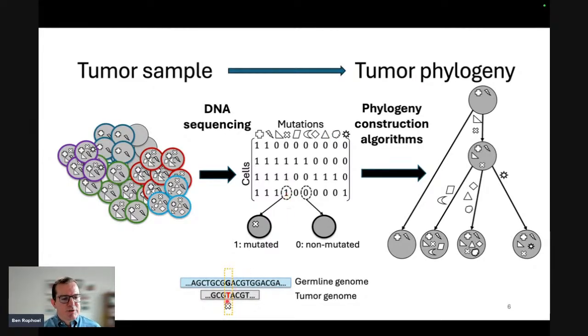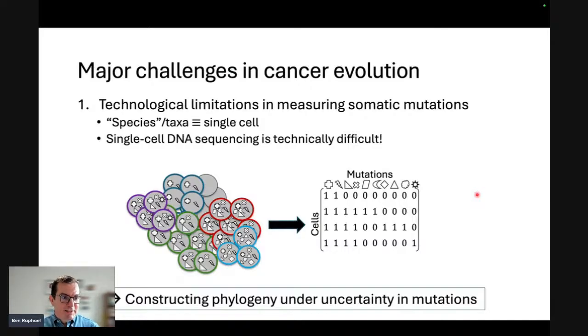In this case, I'm indicating a mutation that might be a single nucleotide change in the tumor genome with respect to the inherited parental genome of that individual. And then from this mutation matrix, one could apply one of the many phylogeny construction algorithms to build this phylogenetic tree. So what then are the challenges in performing this process with tumors? Well, the first major challenge in studying cancer evolution is that there are many technical limitations in the technology for measuring somatic mutations.